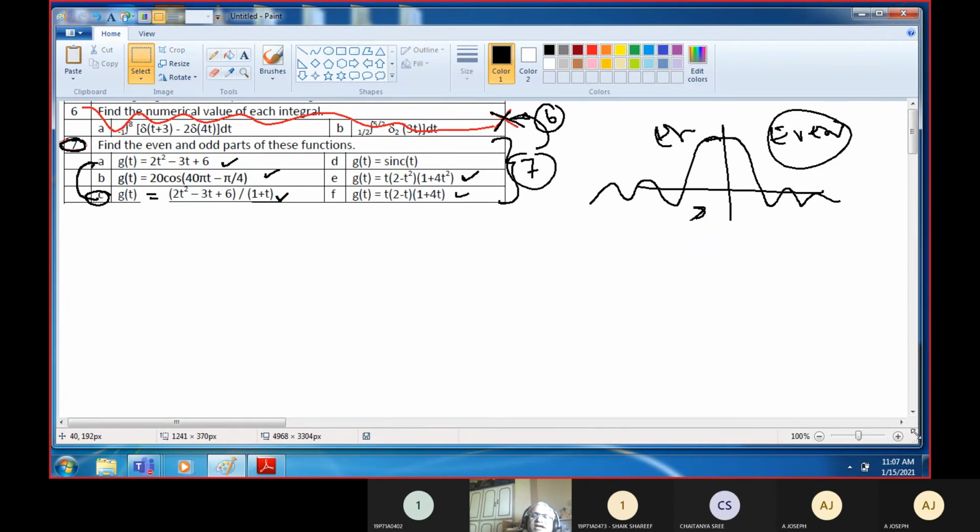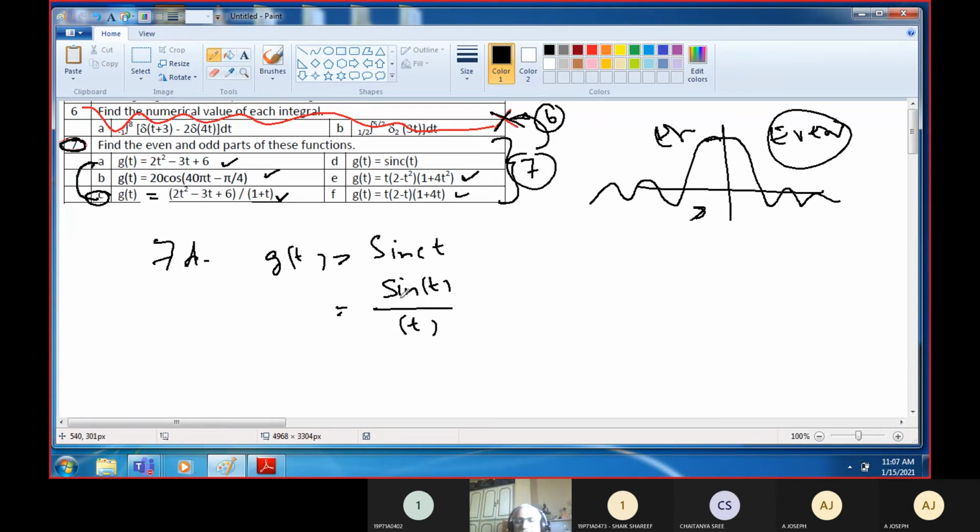Okay. So this sinc function, for better understanding, you again go through the definition. But to solve problem 7D, this is the last problem which I'm solving. I'm assuming that with this knowledge you can solve these four. So not D, sorry, G. Slight confusion here. So 7D is the problem, and g(t) is equal to sinc t. So what is sinc t? You must write the definition: sin t divided by t.